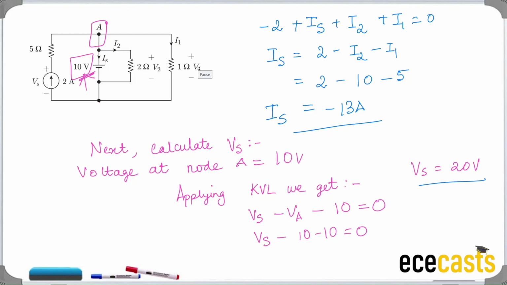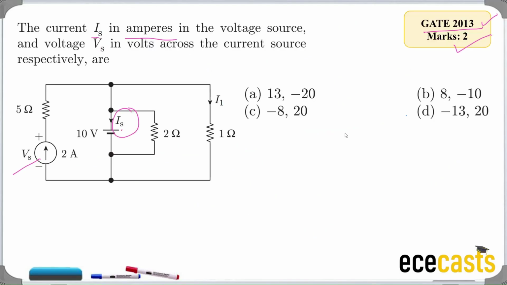So we move on to the slide which has the options. So friends, from the 4 options that we have, we see option D has Is as minus 13 and Vs as 20 volt. So our answer is option D.